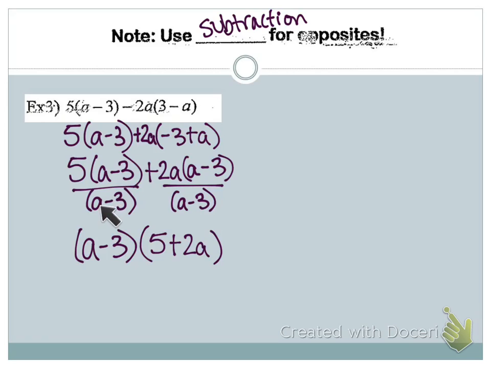So in this case, those cancel out. We're left with a 5 plus, and then the 2a in the back is what's left over when the a minus 3's cancel out in the back. Final answer. Questions about having to use subtraction or use opposites?